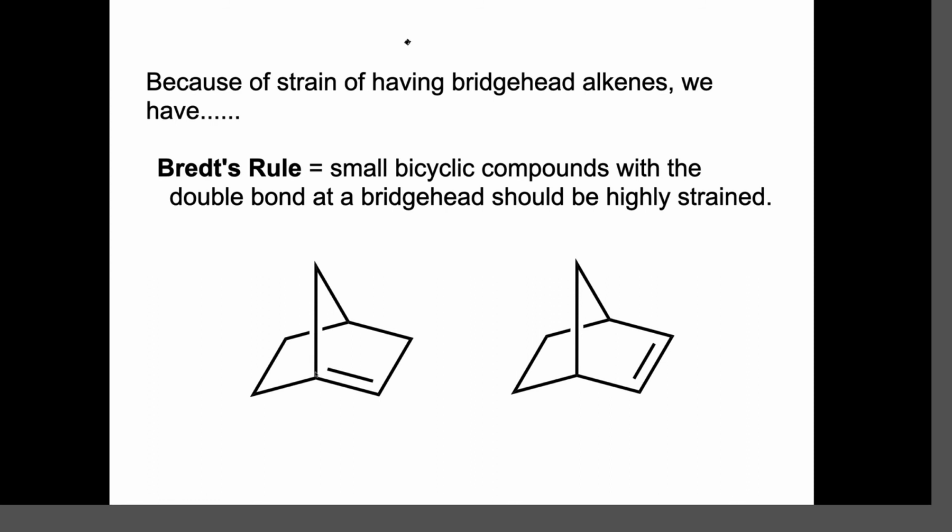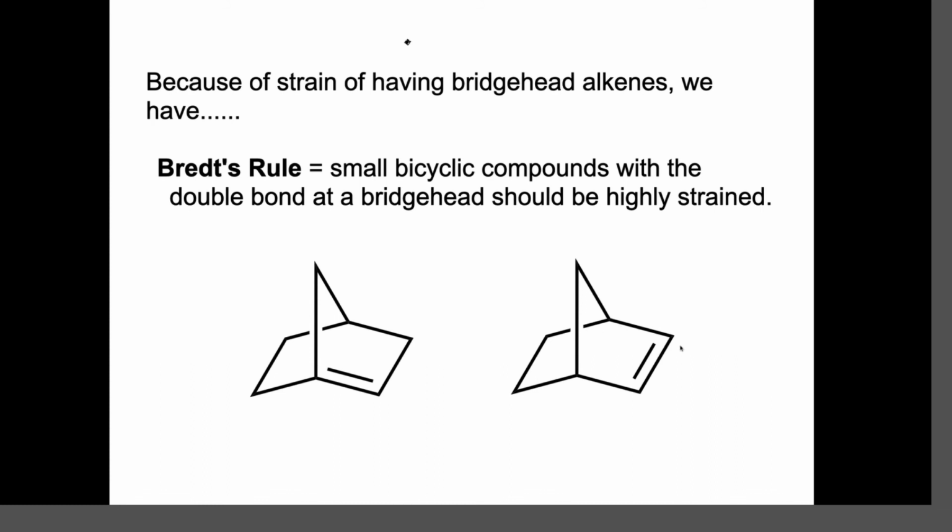Now, you can do a double bond in a bicyclic if it's not on the bridgehead. So this one here, you would call this a 2,2,1 bicycloheptane, 2,2,1 bicycloheptene, and the alkene would be in the number 2 position. But to put it in the number 1 position, where it's at the bridgehead, according to Bredt's rule says no, that's not possible.